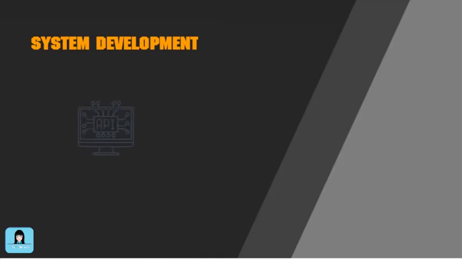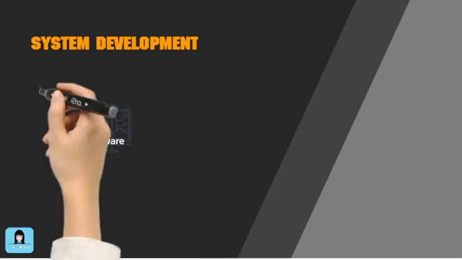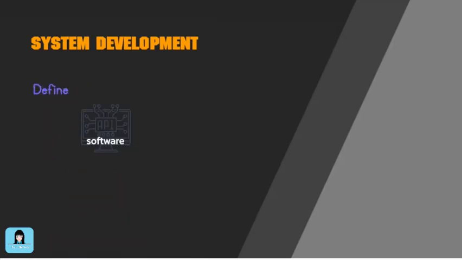System development is the process of defining, designing, testing, and implementing a new software application or program. It can include the in-house development of systems, the creation of database systems, or the acquisition of third-party software.